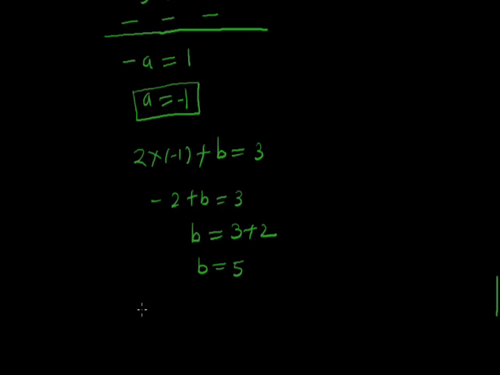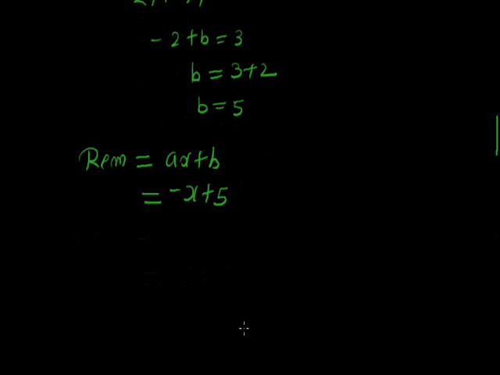So what is our remainder? We assumed our remainder is ax plus b because it was a linear expression. So the remainder is ax plus b, which means minus x plus 5. In this way we can solve questions which are based on the remainder theorem. What we have to do is just make use of the conditions of the remainder theorem, and then we can solve such questions.